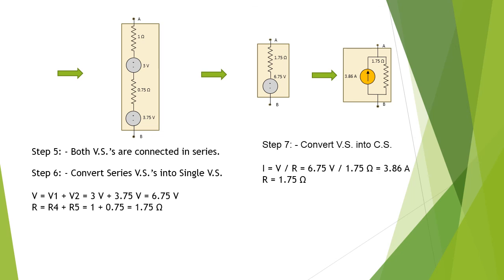How to get the value of current? By using Ohm's law, voltage upon resistance. Therefore, it is 6.75 upon internal resistance 1.75, which gives you 3.86 ampere. And the internal resistance is connected in parallel with the current source, which is 1.75 ohms. Okay, so that's all with the numerical.